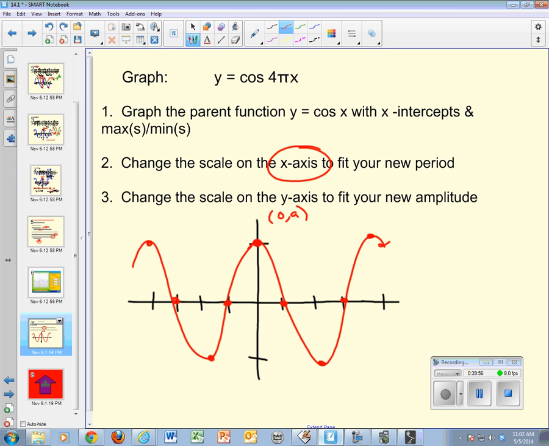So our period was 2 pi over b. What's b in this case? Look at your equation. 4 pi. Yep, because it's a cosine of bx. So b is 4 pi. So our period is going to be 2 pi over 4 pi, which simplifies to what? 1/2. That is the length of one entire cycle.